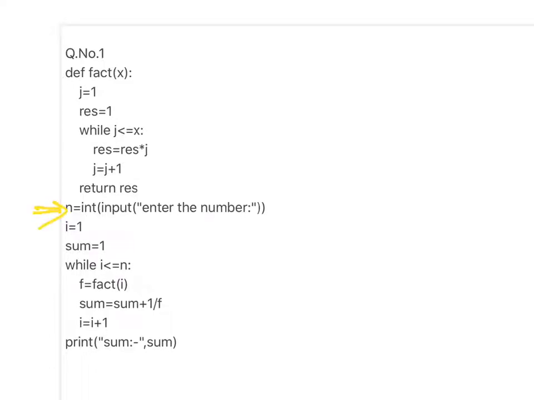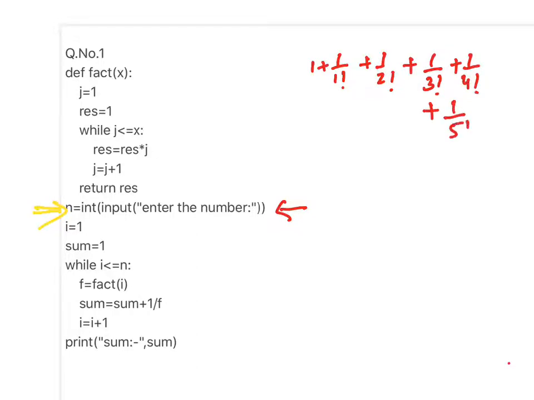First you input the value of how many steps you want. How many steps means this: 1 plus 1 upon factorial 1 plus 1 upon factorial 2 plus some value will be there of n. Suppose we are going up to 5: 1 upon 3, 1 upon 4 and 1 upon 5. So suppose the value of n you are giving is 5.